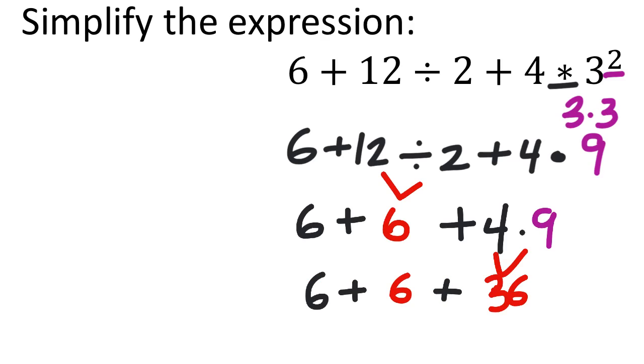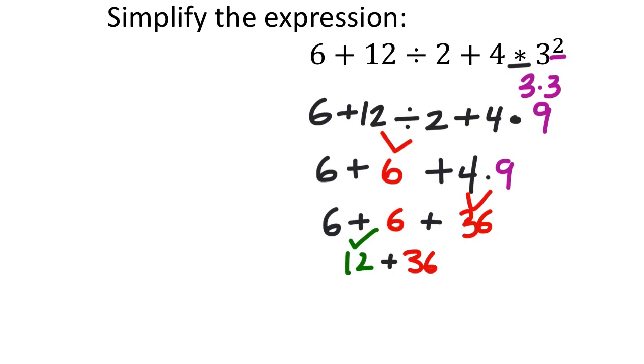So we got 6 plus 36, and we're just moving from left to right on this one because there's no more multiplication or division. In fact, there's no subtraction on this one. I only have addition left. So addition from left to right, 6 plus 6 is 12. And again, I'll just write the expression plus the 36. And so now I need to add the 12 plus 36.